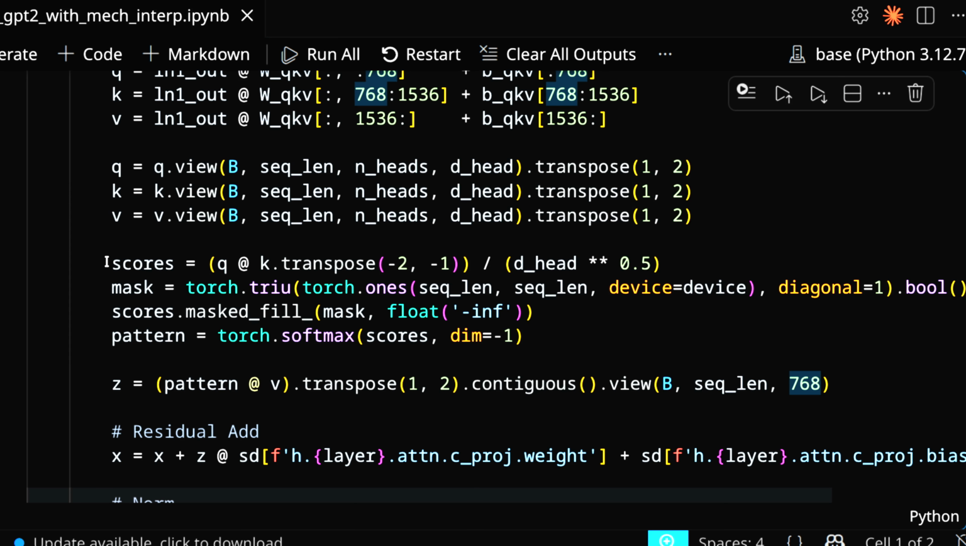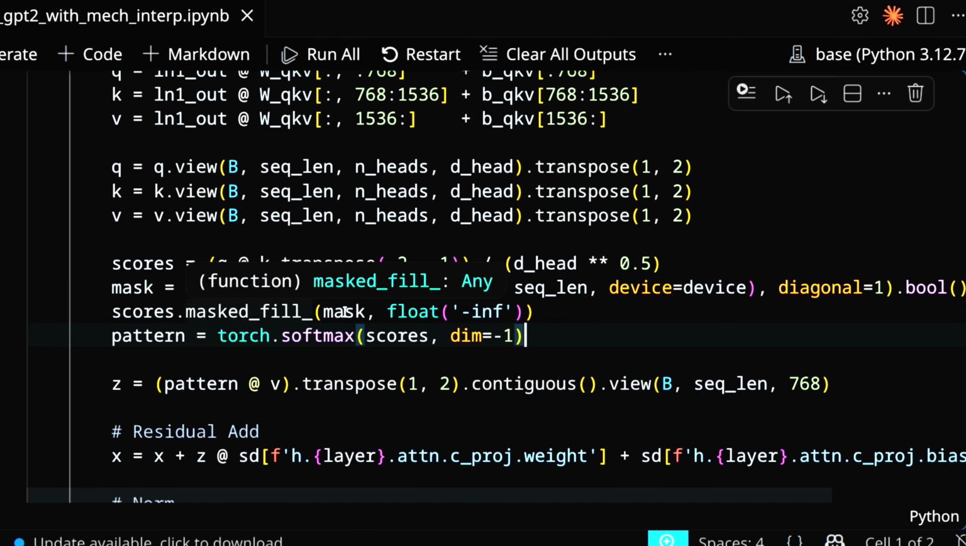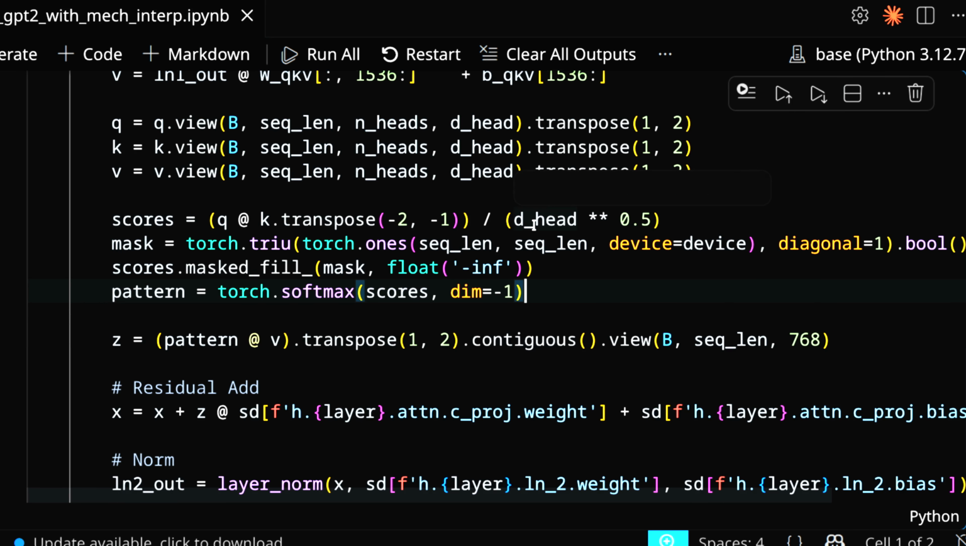And in here is the equation for the attention mechanism. It's the queries matrix multiplied with the keys transposed. This is transposing the second to last part with the last part, and it's dividing by the square root of the head dimension. In other words, the square root of the 768 length.